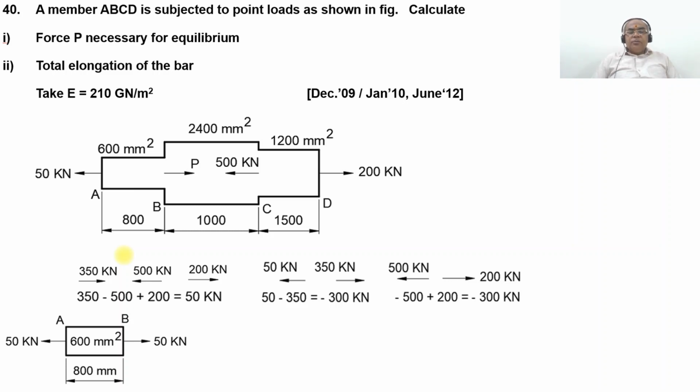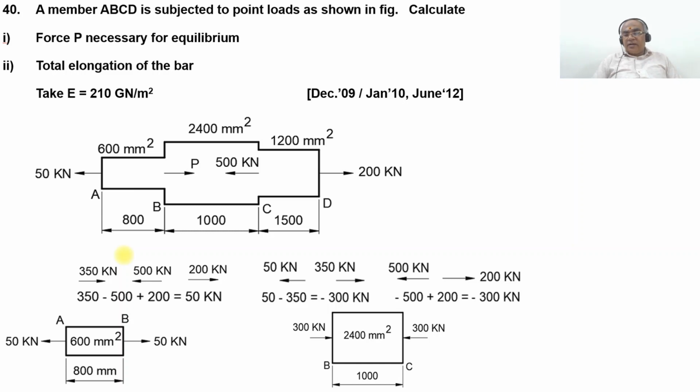On the left hand side it is minus 300, and on the right hand side it is also minus 300. Therefore the member is in equilibrium. That means you have a compressive load of 300 kilonewton on the left hand side and the right hand side. So now the body BC is in equilibrium, having a length of 1000 mm and 2400 mm square as the area of cross section.